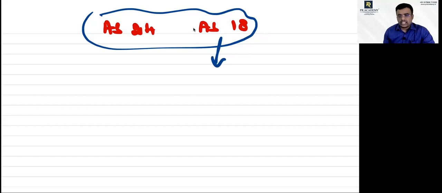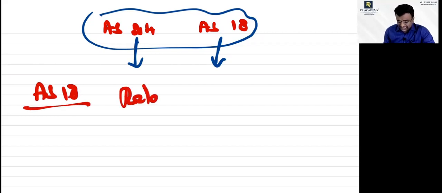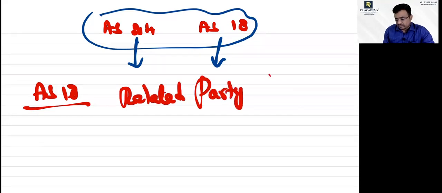First I would like to take AS 18, then I will take AS 24. The people who are converted from the old scheme to the new scheme, and part of the scheme still in the conversion process, this standard might be new because you have not studied it under your existing CA Intermediate syllabus. AS 18 talks about related party transactions.